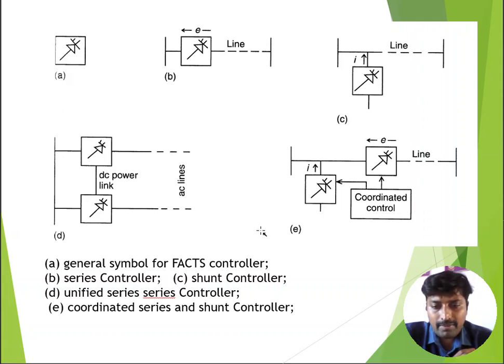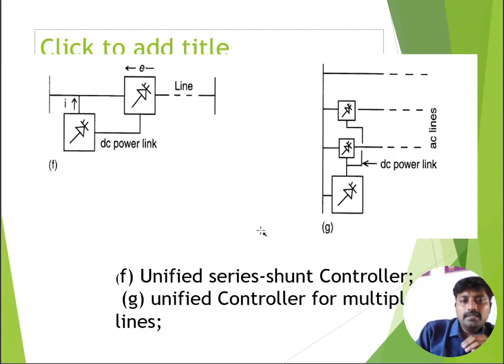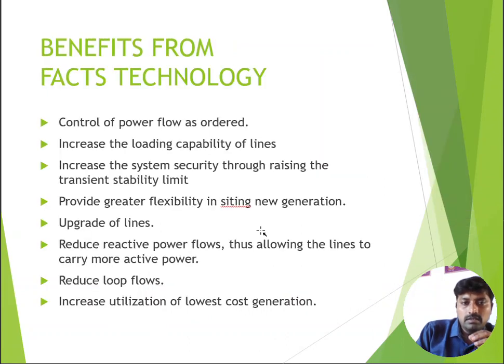If the requirement is both active and reactive power control, you need to prefer the combined series-shunt controller. Whether it is connected with a DC link, it is called unified. Otherwise it is called connected in a coordinated manner. And these are some of the examples of combined controllers.